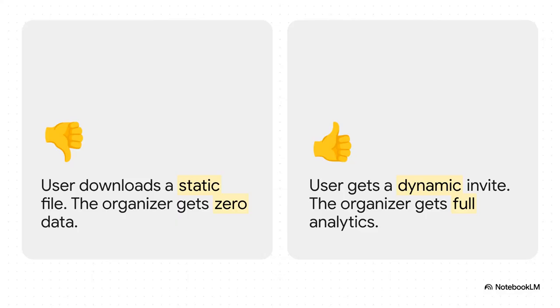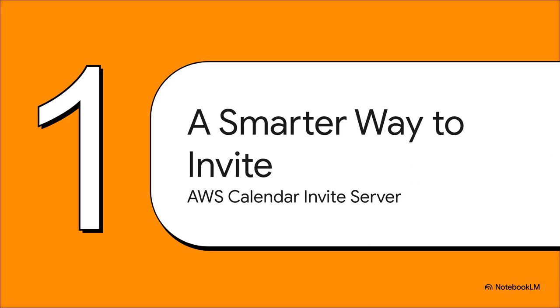And here, you can see the difference, and it is just night and day. On the left, you've got the old way, which is basically a one-way street. A user downloads a file, the interaction is over, and the organizer gets nothing. No data, no idea who clicked it, zip. But the new way, on the right, that's a two-way conversation. It sends a proper invite, which creates a connection. And that connection allows for updates and, this is the crucial part, it provides super valuable data back to the sender.